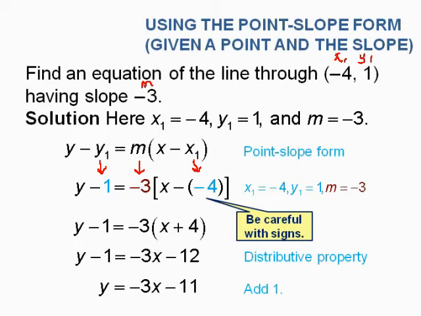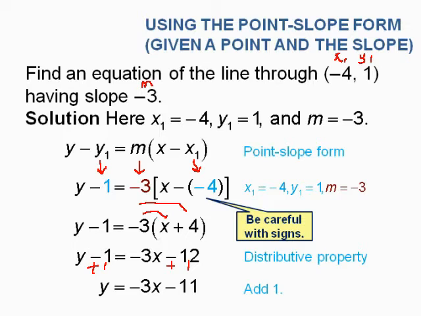Now let's solve the equation for y by distributing the -3 through. That'll give us y minus 1 equals -3x minus 12. And then adding 1 to both sides of the equation, we end up with y equals -3x plus -11.